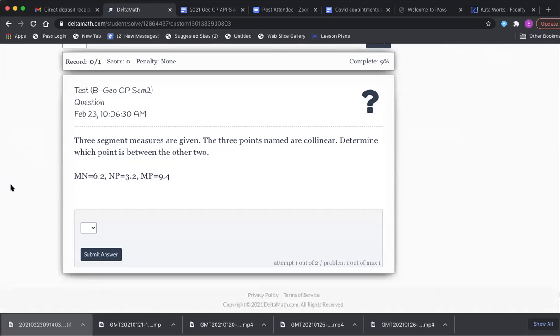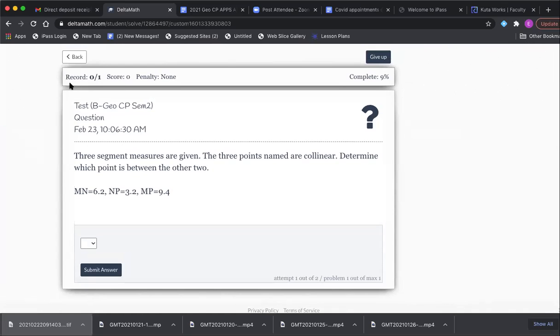So I tried to get trickier and throw some decimals in there. It still works the same way. Just find the biggest one, and the letter that's not in there has to be the one in the middle.